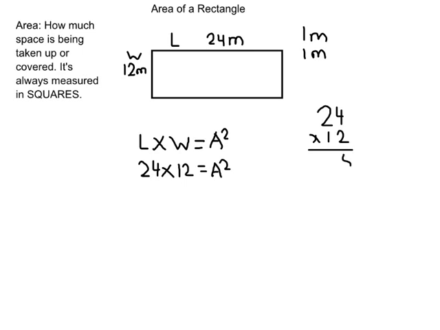2 times 4 is 8. 2 times 2 is 4. Put a 0 under the 8. 4 times 1 is 4. 2 times 1 is 2. Add it all together, and we have 8, 8, and 2. Now we have 288.